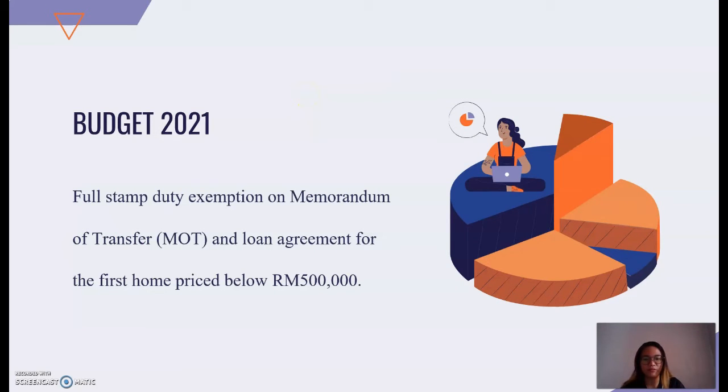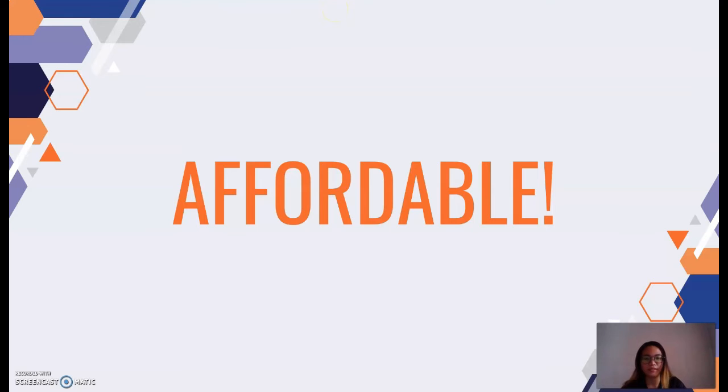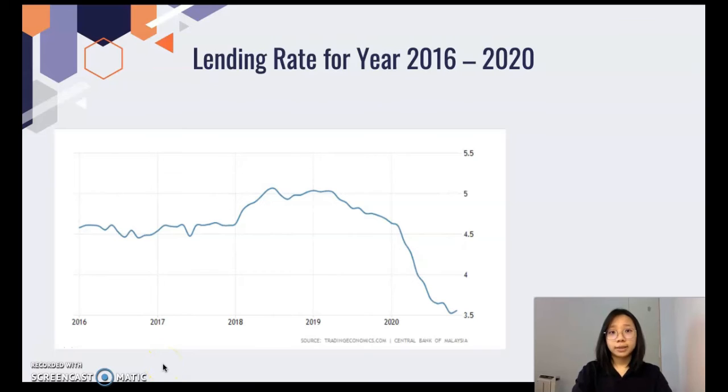And the government played a role in transforming our theoretically affordable to practically affordable with Budget 2021. The government actually offered incentives such as full stamp duty exemptions on the memorandum of transfer (MOT) and loan agreement for first homes priced below 500,000 ringgit. So as long as we buy the house in January 2021, we are entitled to this waiver of stamp duty. So generally speaking, we deem that the house in Alam Damai is rather affordable. Thank you. Next, I'll continue with the financing analysis.